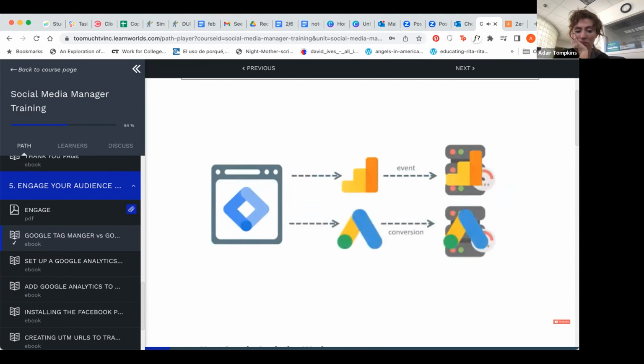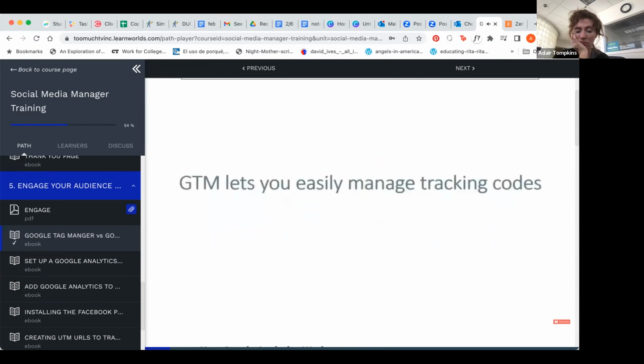In a nutshell, Google Tag Manager lets you easily manage tracking codes, and Google Analytics is one of those tracking codes. So Google Tag Manager does not replace Google Analytics. Google Tag Manager enhances the process of how you work with Google Analytics, or actually how you collect data with Google Analytics.